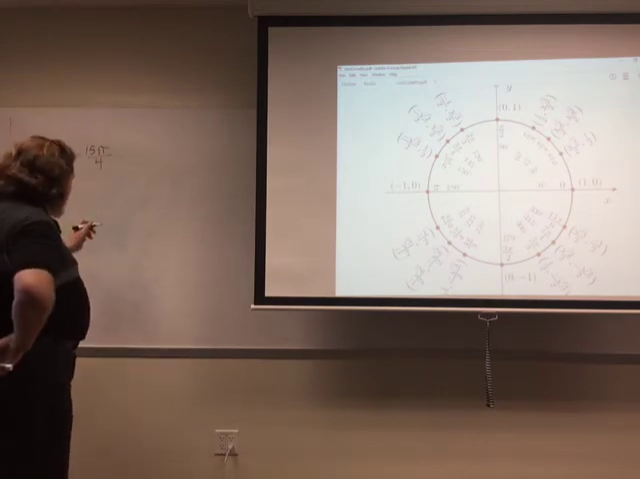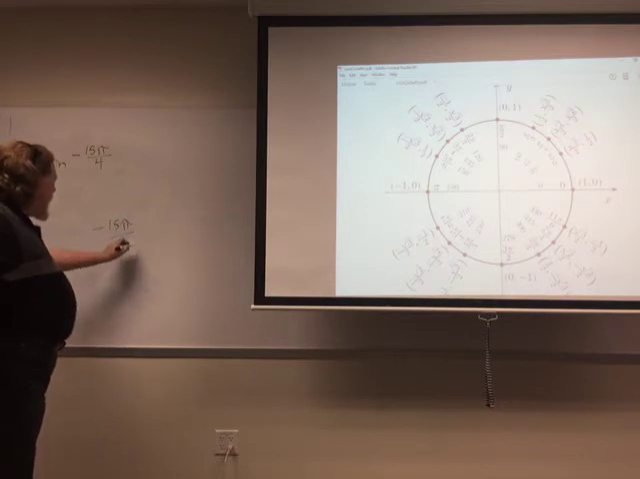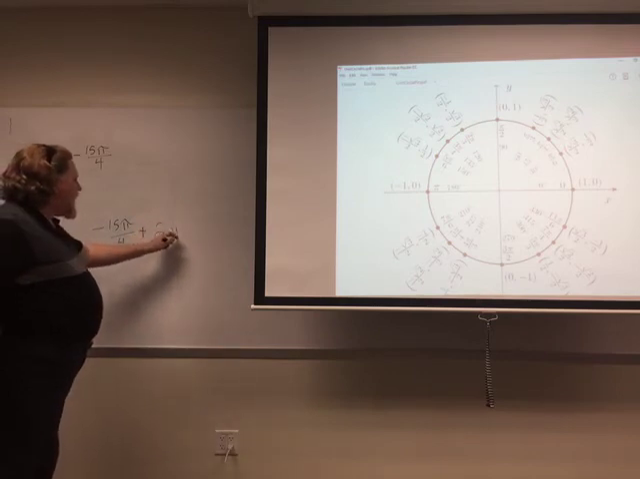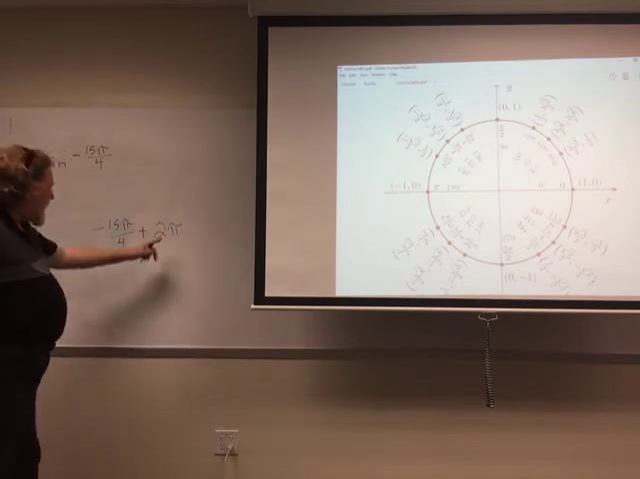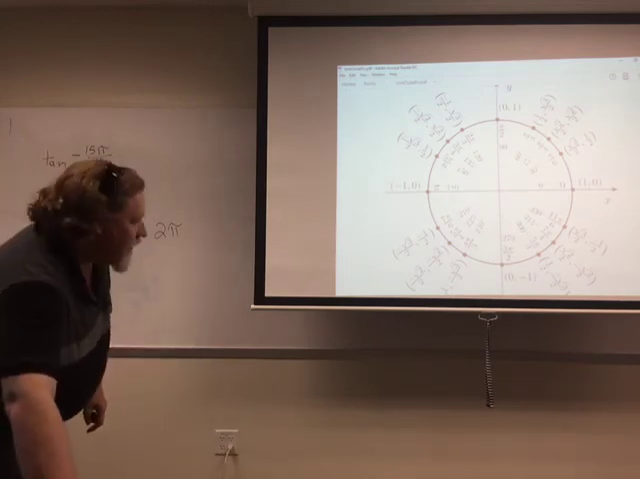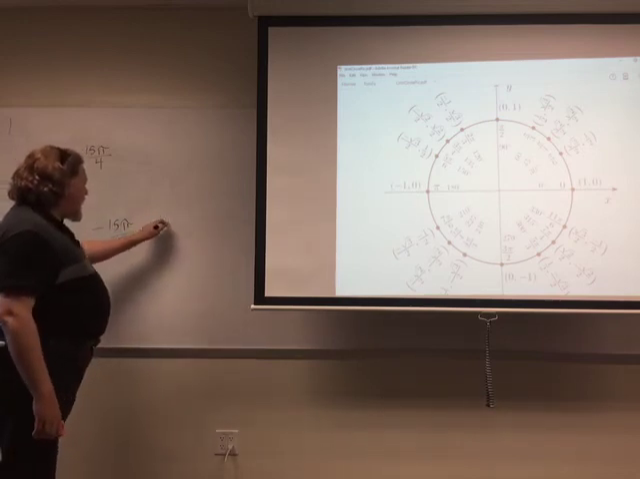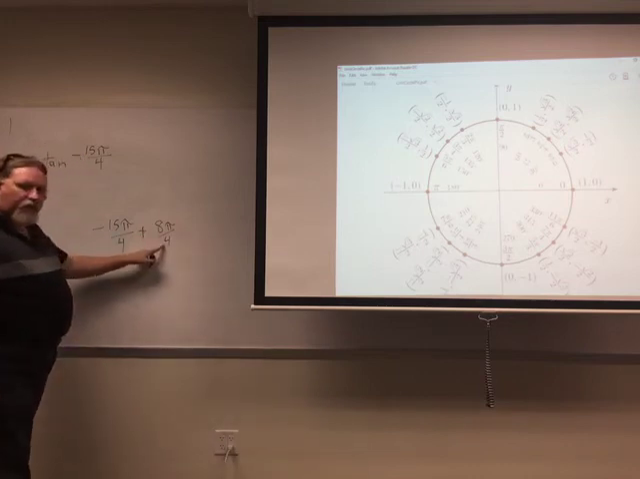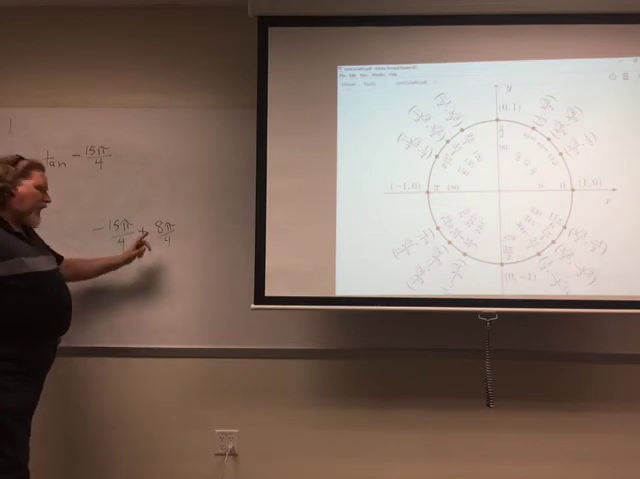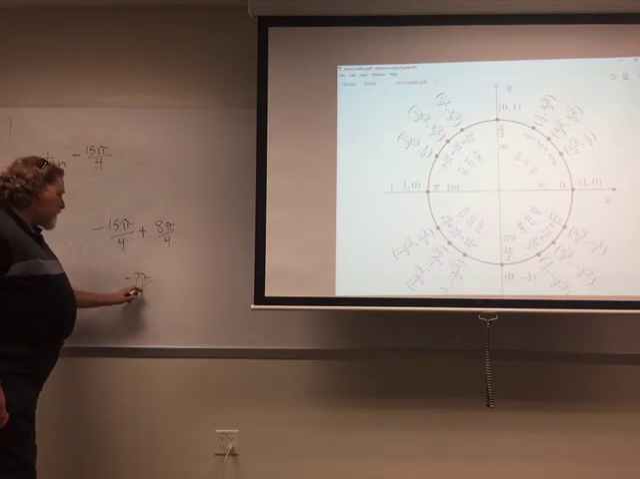So I'm going to take negative 15 pi over 4, and I'm going to try adding a full circle to it. What's a full circle? 2 pi is a full circle. Now, can I add 2 pi to 15 pi over 4? Sure I can, provided they have a common denominator. So let me change 2 pi into 8 pi over 4. 8 divided by 4 is 2, so this still says 2 pi. Now I have negative 15 pi over 4 plus 8 pi over 4 gives me negative 7 pi over 4.